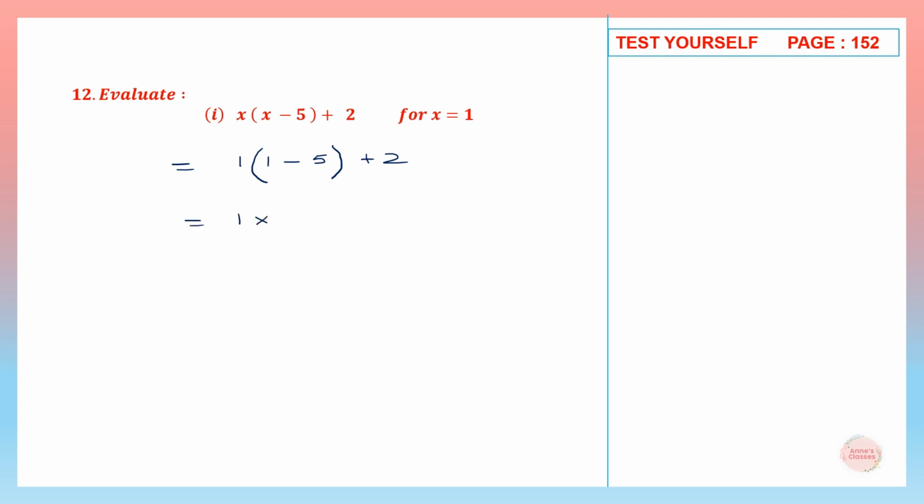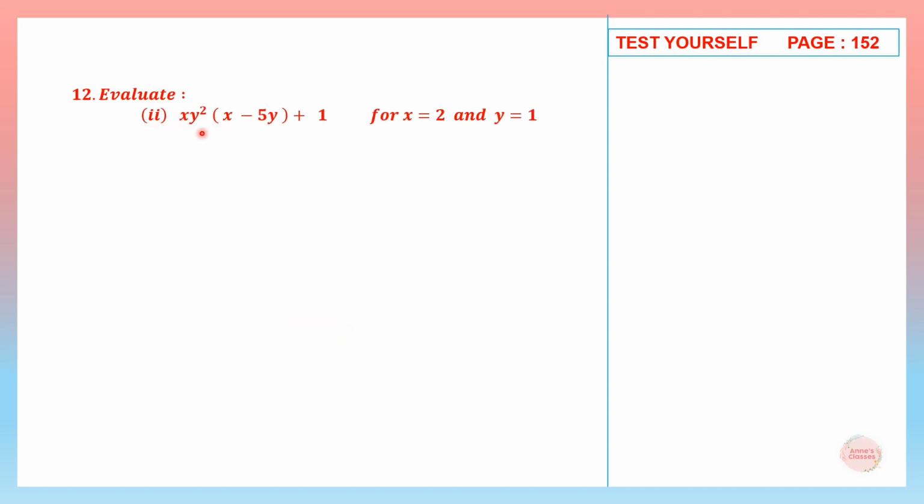How much is 1 minus 5? Minus 4. Because we put the sign of the bigger number which is 5 and we have subtracted 5 minus 1 is 4 plus 2. So first let's work out the multiplication here. 1 into minus 4 is minus 4. Minus 4 plus 2. Put the sign of the bigger number and subtract, 4 minus 2 is 2. So what is our answer? Our answer here is minus 2.